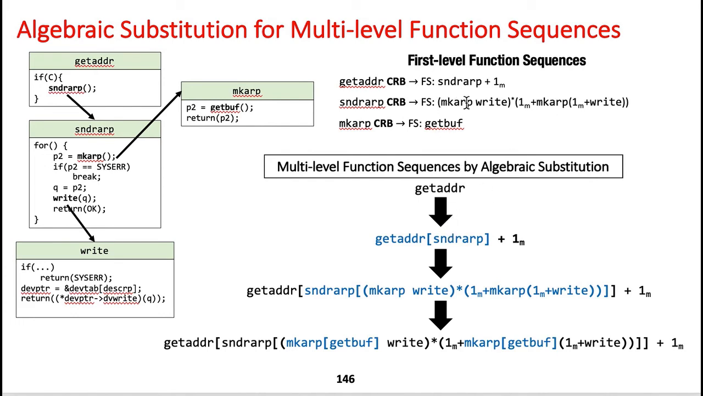So this is the first level function sequence for sndArp that's substituted in getAddress, and we are using the square brackets to reflect that. For example, getAddr calls sndArp, and then sndArp calls makeArp. We are not showing the square bracket for write because we are treating write as an atomic function, and we are not going to generate function sequences for write. Okay, so eventually we get this algebraic expression for multi-level function sequences for getAddr.